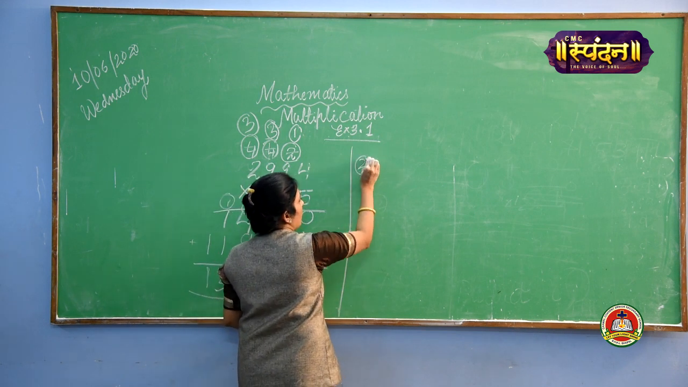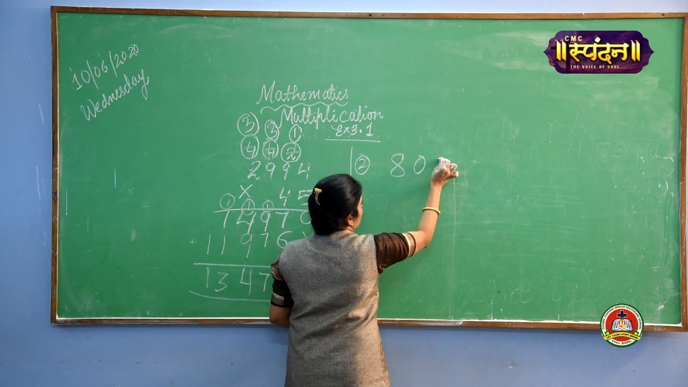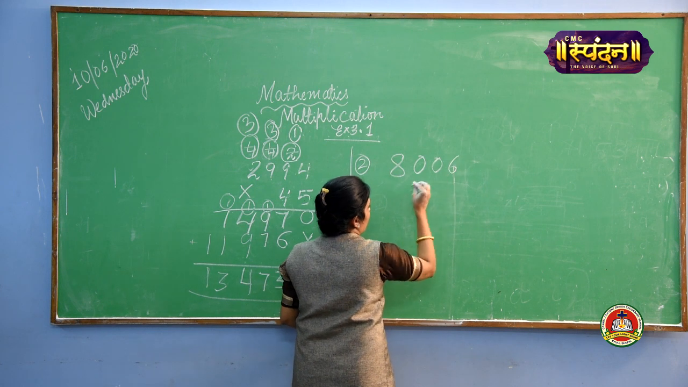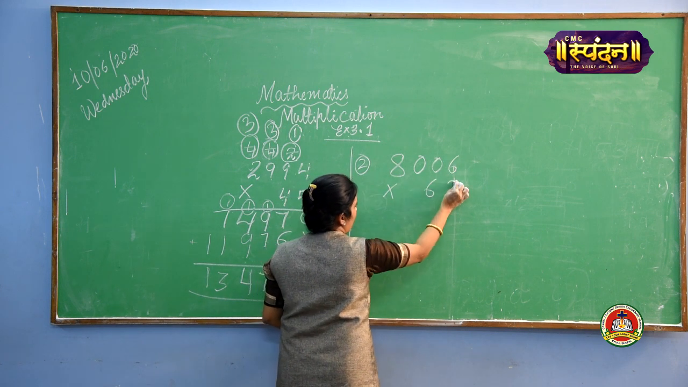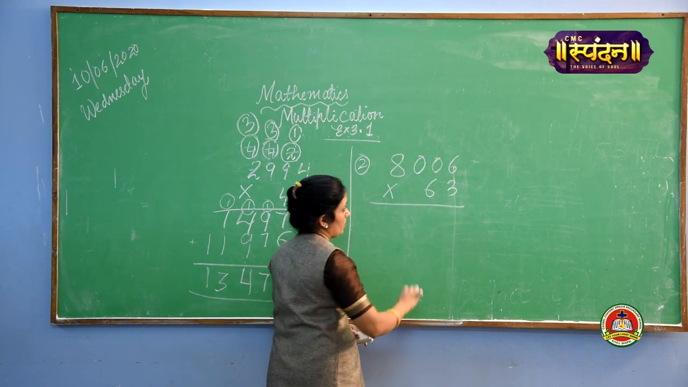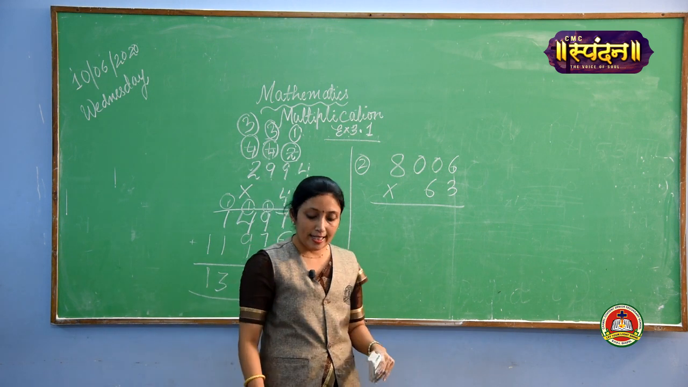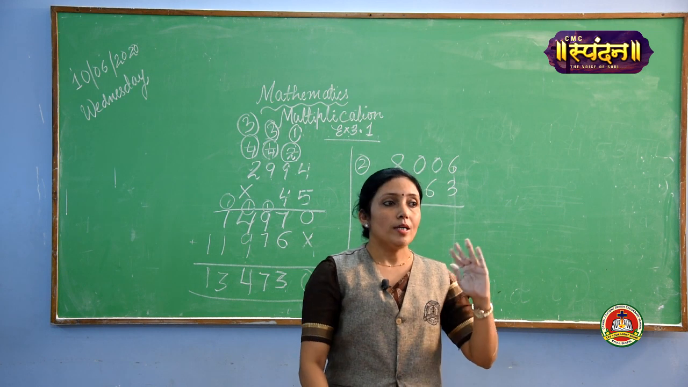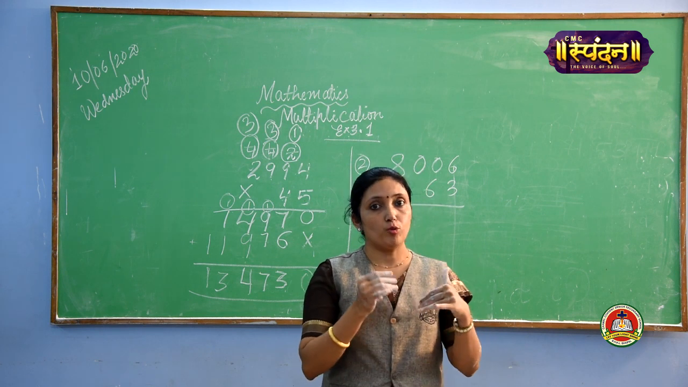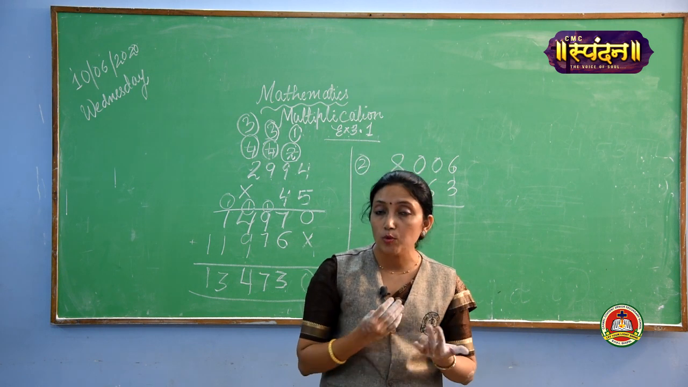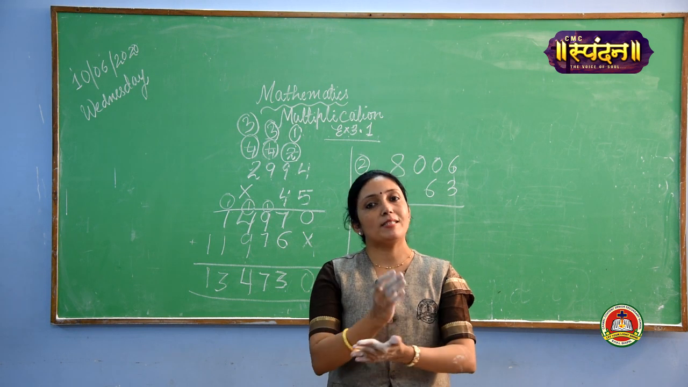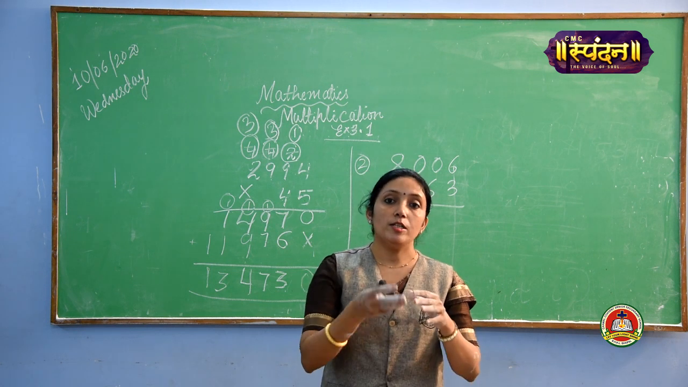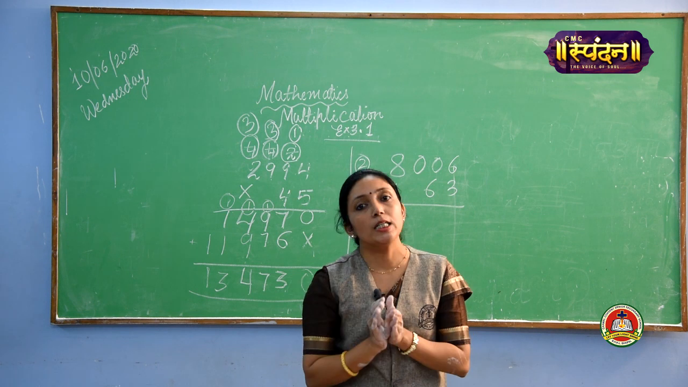Your second one, 8006 multiplied by 63. Let's quickly do this one also. Children, here we are giving you just a practice of 2 sums, explaining how to do it. The rest of the sums will be sent to you in your group. So the exercise is also being completed.